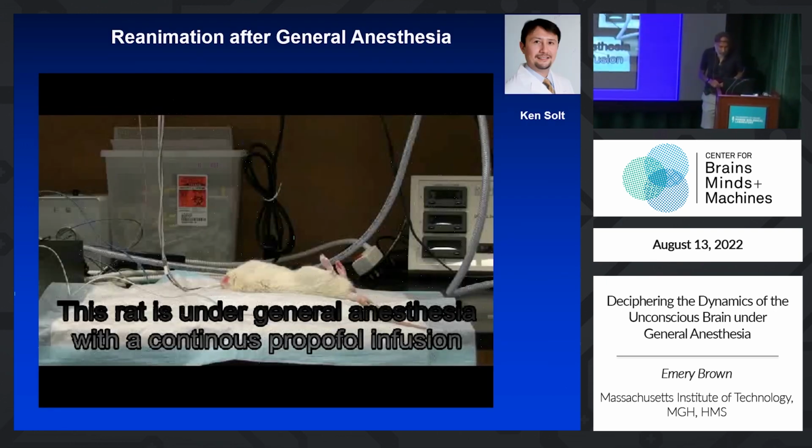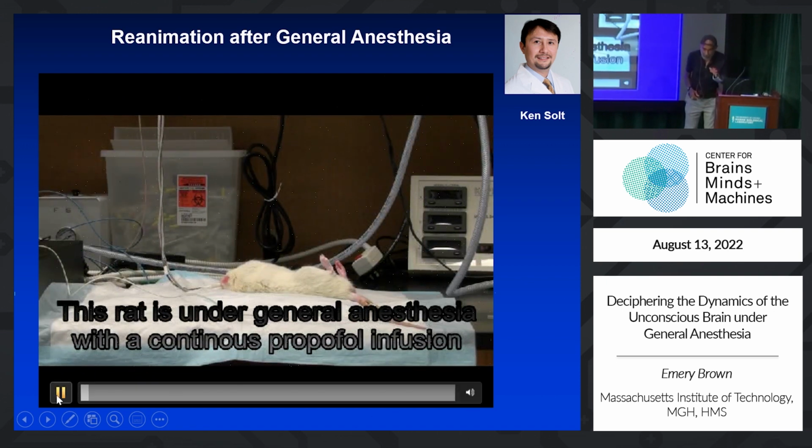I'll just leave you with one final idea: reanimation. We were talking about what determines whether someone comes back. Like, I don't give them the drugs to wake them up, right? But that's what Ken is working on here. He's going to do it electrophysiologically. So this is a rat that's anesthetized with propofol. I'll just play the video.